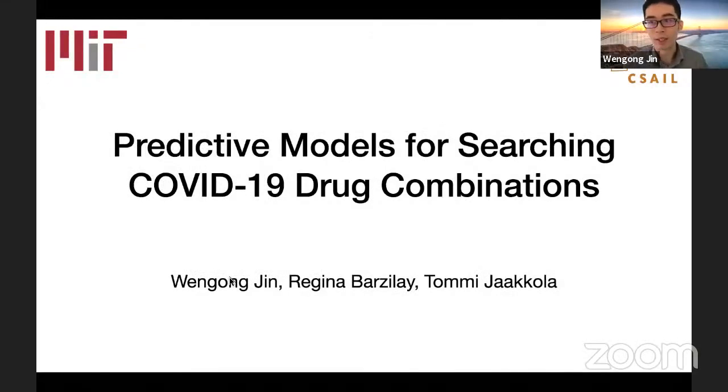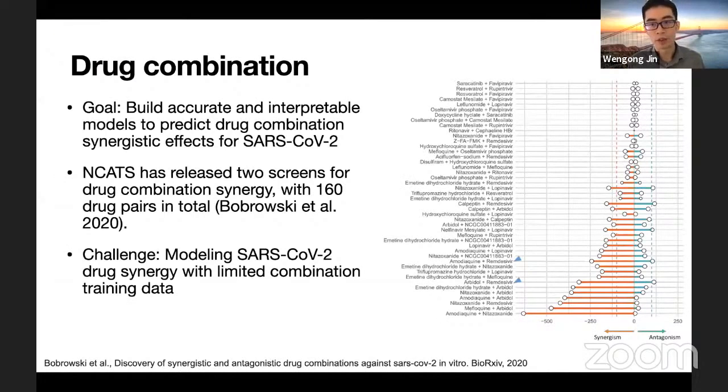Hello, everyone. My name is Wengong. Today I will talk about my recent work on developing predictive models for searching COVID-19 drug combinations. Drug combinations have been developed for many different diseases. For example, in HIV, therapies are primarily now centered around multiple drug combinations, with multiple drugs targeting different targets with different mechanisms of action.